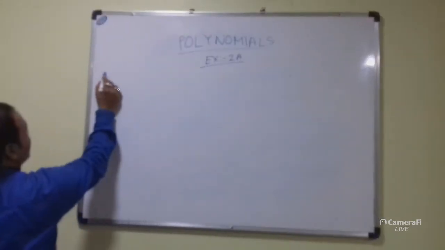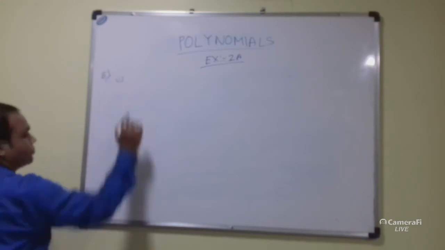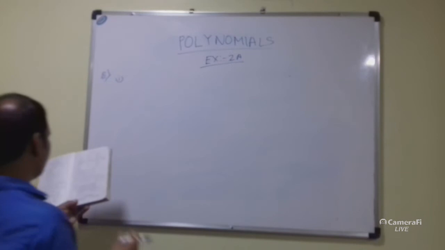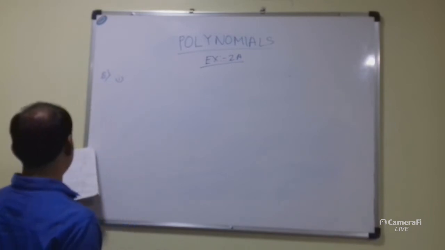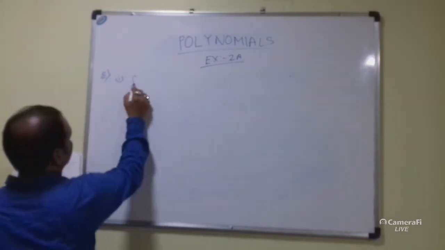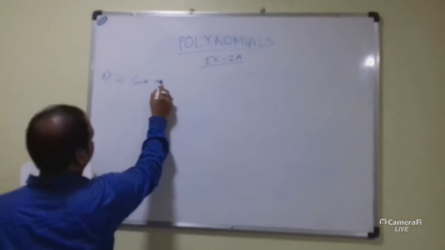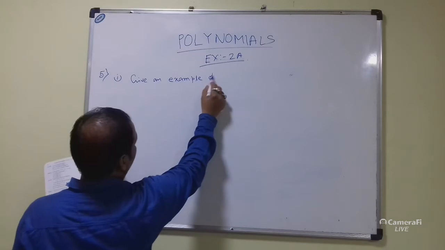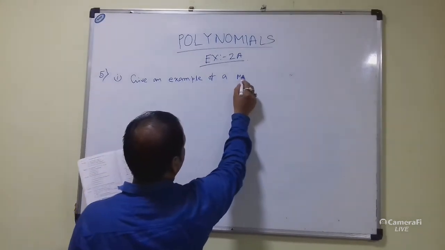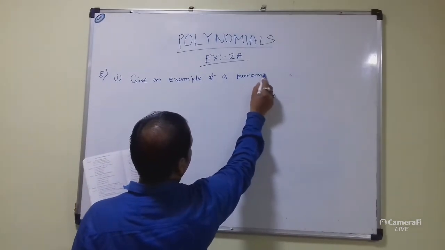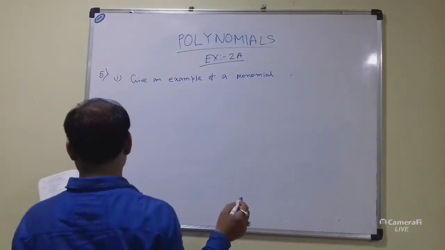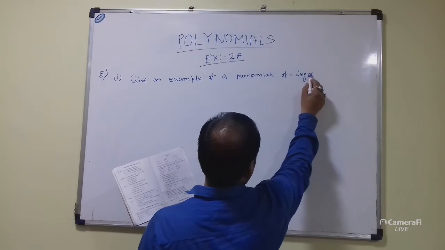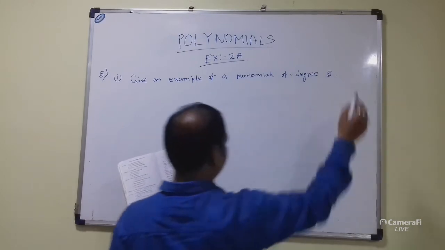Now question number 5. The first problem, 5.1, is: give an example of a monomial of degree 5.